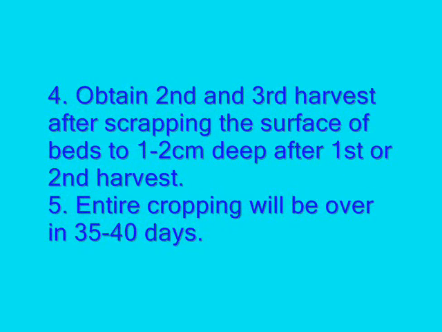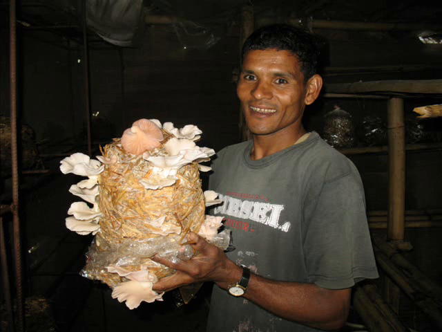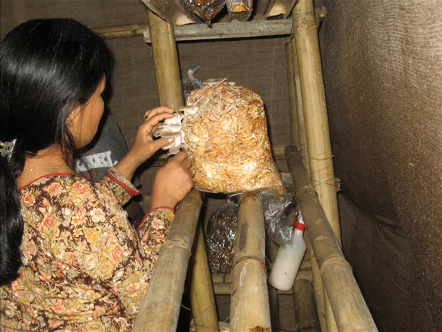Obtain second and third harvest after scraping the surface of beds to 1 to 2 cm deep after first or second harvest. Entire cropping will be over in 35 to 40 days. Fully grown mushroom beds. Harvesting of matured mushrooms.